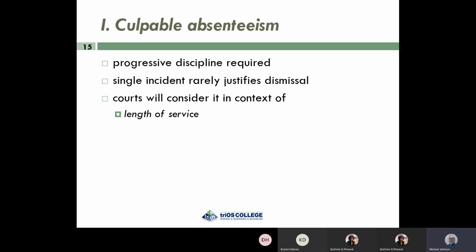Is this something you do all the time? What kind of activity has taken place in the past? Have you gone through positive or progressive discipline in one form or another? Has something taken place before? Have they talked to you about this? Are there reasons that you're giving that are reasonable?